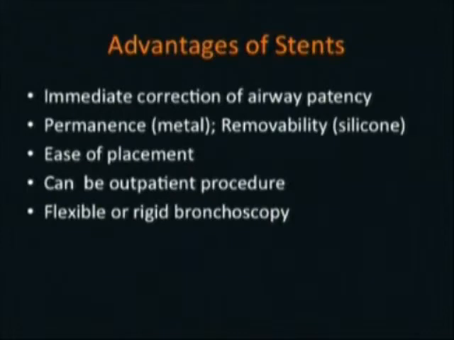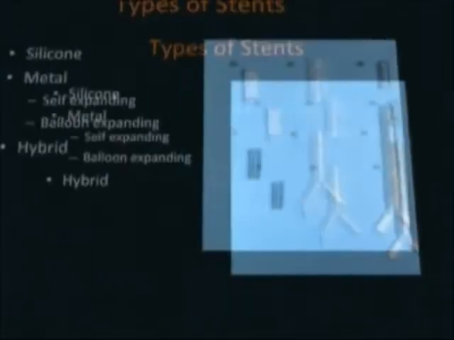The advantage of a stent is that you get immediate correction of airway patency. You can have two different types of stents: metal, which are permanently placed, or removable silicone. They are easy to place and can be an outpatient procedure for the metal stent. It cannot be for the silicone because the patient has to go under general anesthesia. It can be placed through a flexible bronchoscope for the metal stent, or a rigid bronchoscope for metal and silicone.